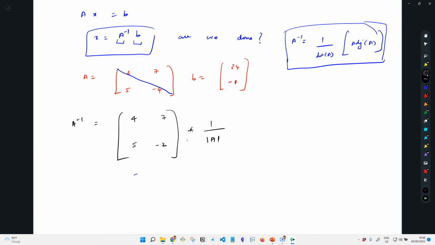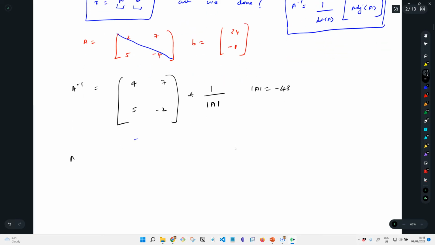Right? What is the determinant of A? Determinant of A is 40 minus 83, which is minus 43. Right? Determinant of A will be equal to minus 43. Now, when you divide by the determinant, what will happen? A inverse will be equal to minus 4 by 43, minus 7 by 43, minus 5 by 43, and 2 by 43.